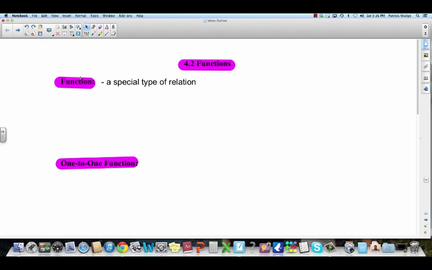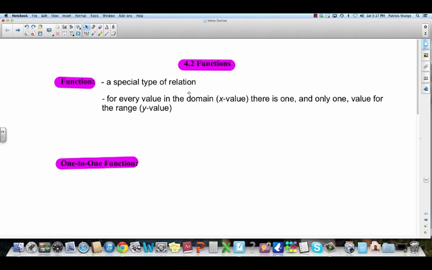Now, remember what a relation is? A relation is a set of x and y values. Remember, we call the x values the domain, and we call the y values the range. So a function is a special type of relation, and in a function, for every value in the domain, in other words, for every x value, there is one and only one value for the range, in other words, for the y value. So, in other words, for every x value, there's only one y value associated with it.